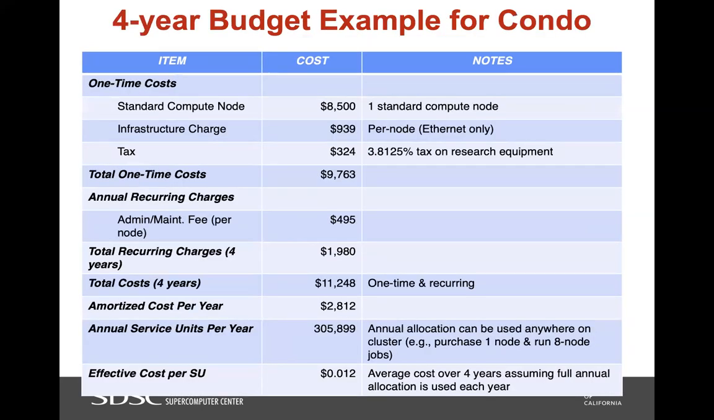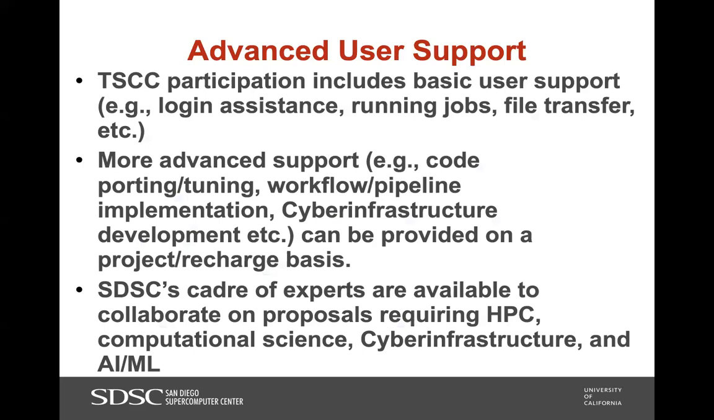And this is just another example of a 4-year budget. Having a 4-year term, we can work with our vendors to get a little bit of discount, so we can put that in, and we can give you an amortized cost per year, and also how much the annual charges will be for buying the node.